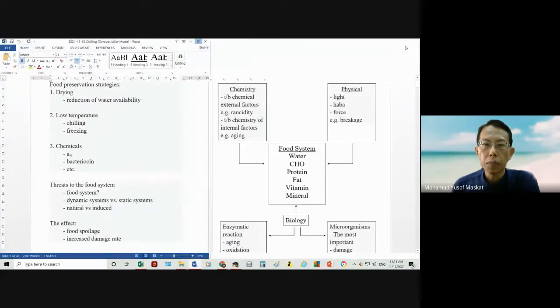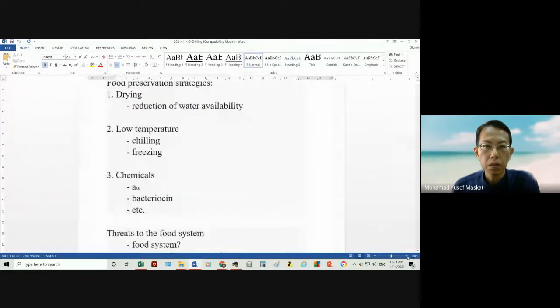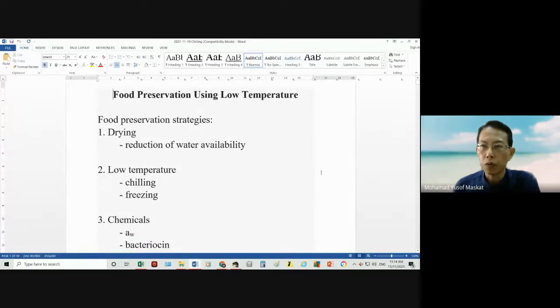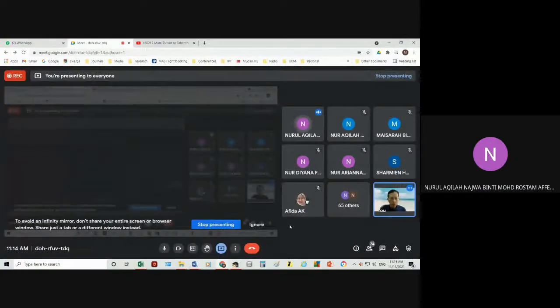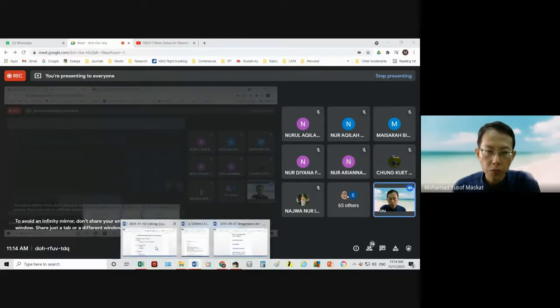For my part, I've uploaded the notes on UKM Folio. Do any of you have problems accessing UKM Folio? No, Doktor, everything is okay. Good. So you can download it from UKM Folio.